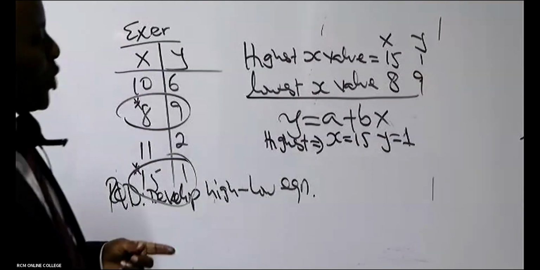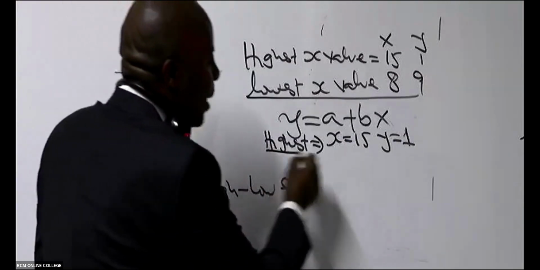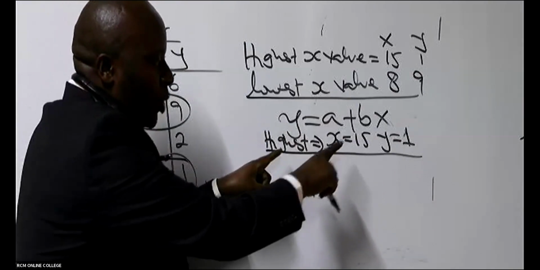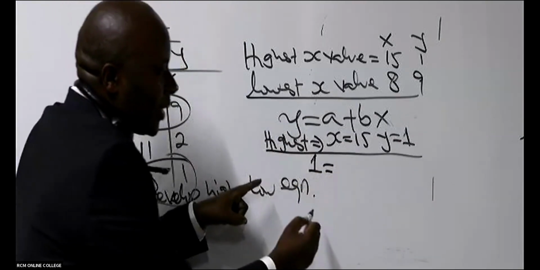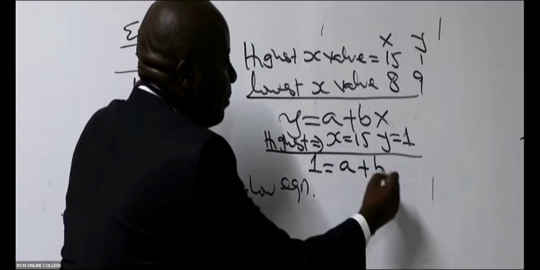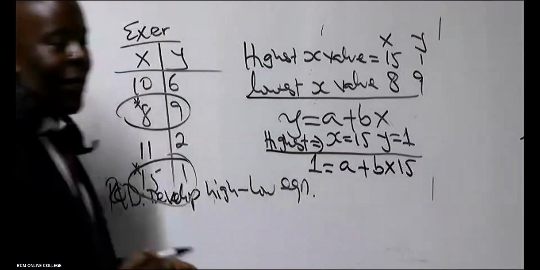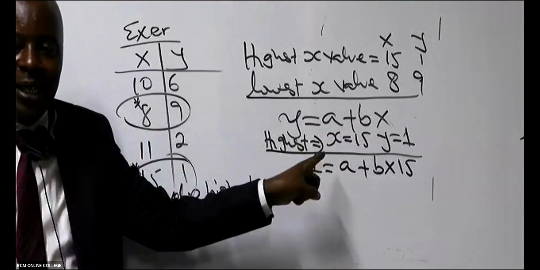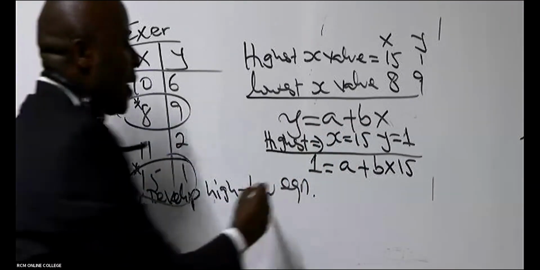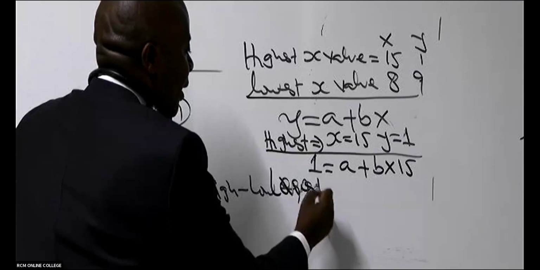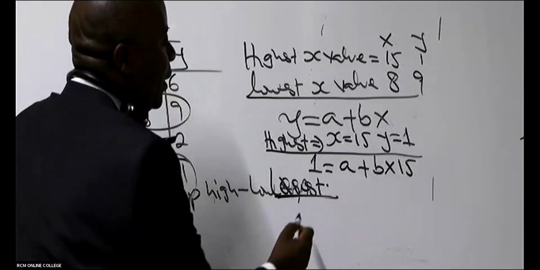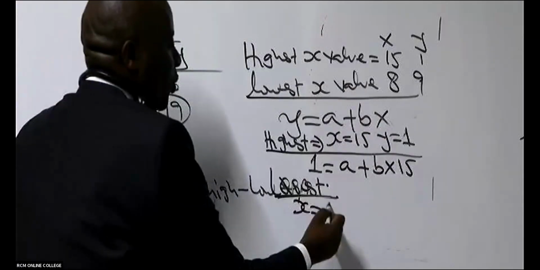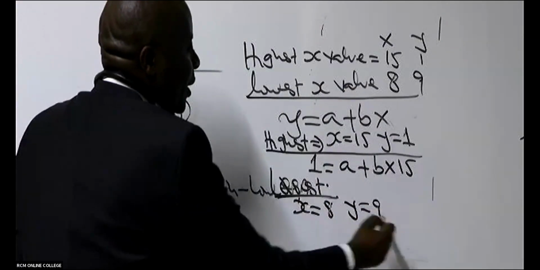Thank you so much. So in this case, could you kindly go ahead and form an equation for me out of this? We are substituting in this y equation. You just told me y is 1, isn't it? Equals a plus b times 15, because x is 15. Then go ahead and form the lowest. How about the lowest? The lowest here, x equals 8 and y equals 9.